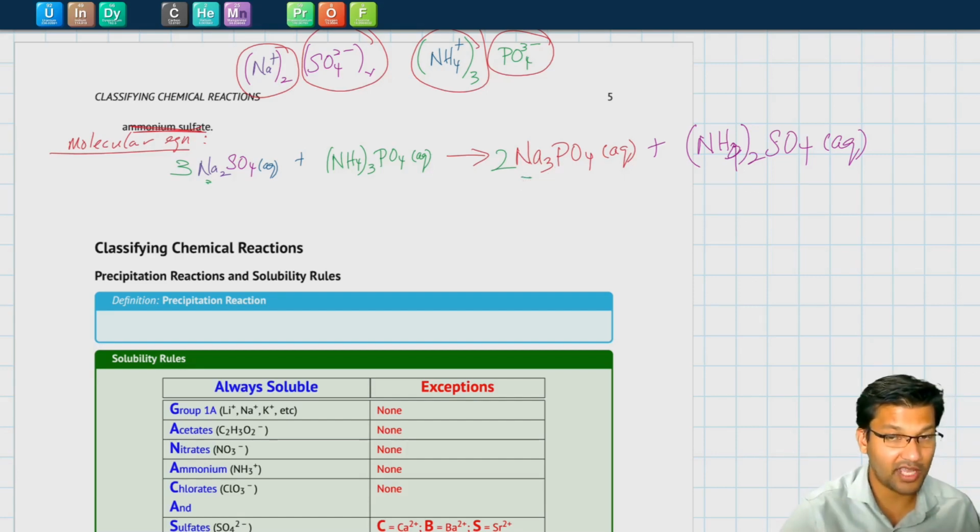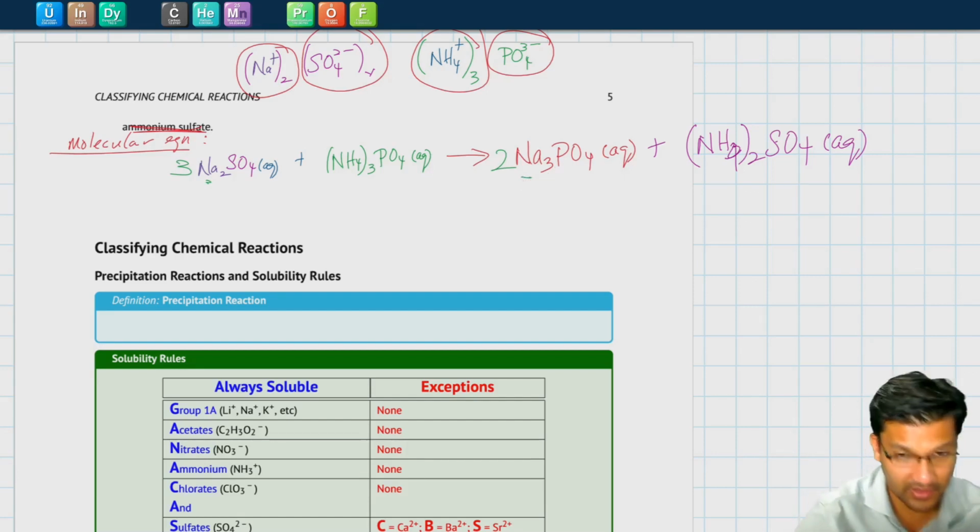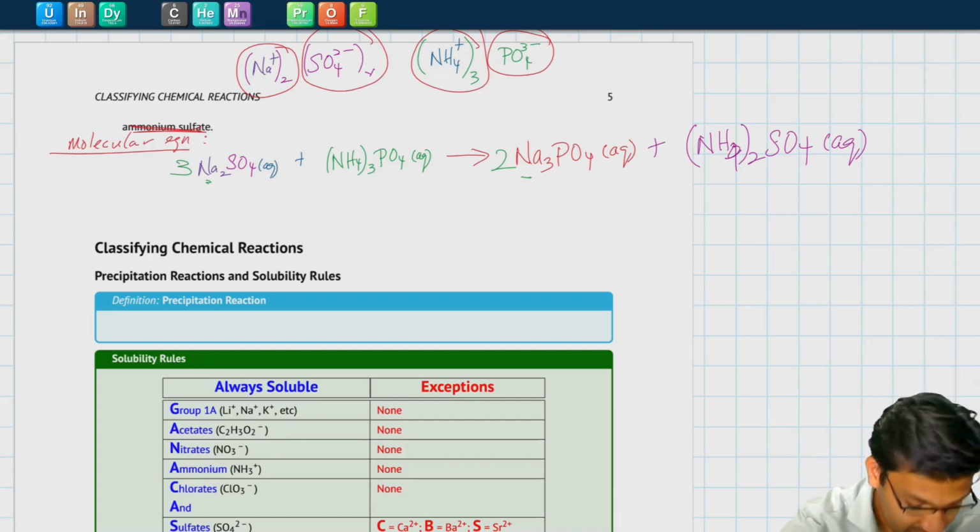Again, this is a guess and check method. If you use the longer method, you'll also come to the same result. I'm just showing you some quick ways to figure this out. So now that we have 6 sodiums on the left, 6 sodiums on the right, that seems okay. But what about everything else?